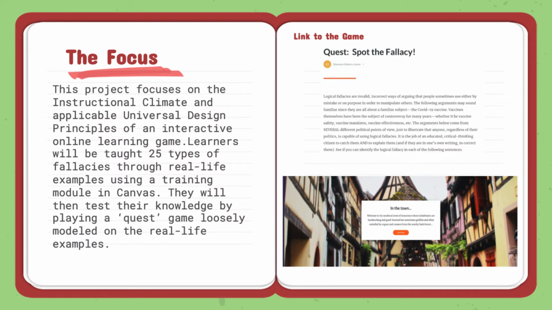The focus of this project is to teach learners 25 different types of fallacies through real-life examples using a training module in Canvas. They will then test their knowledge by playing a quest game loosely modeled on the real-life examples. The quest game is linked here and is called Spot the Fallacy.